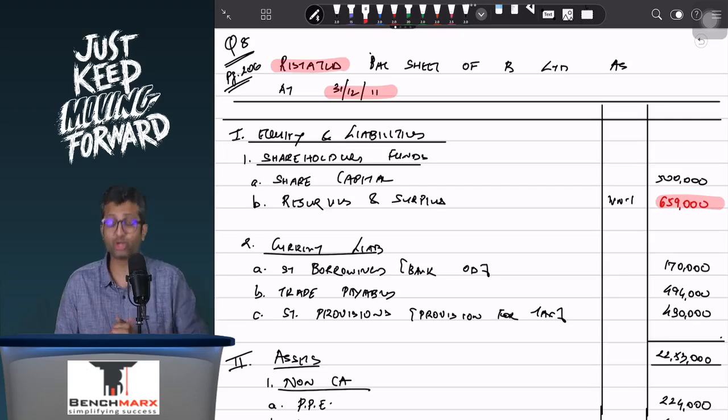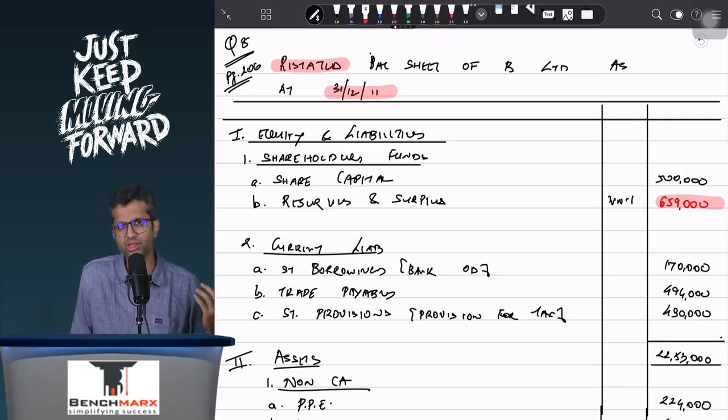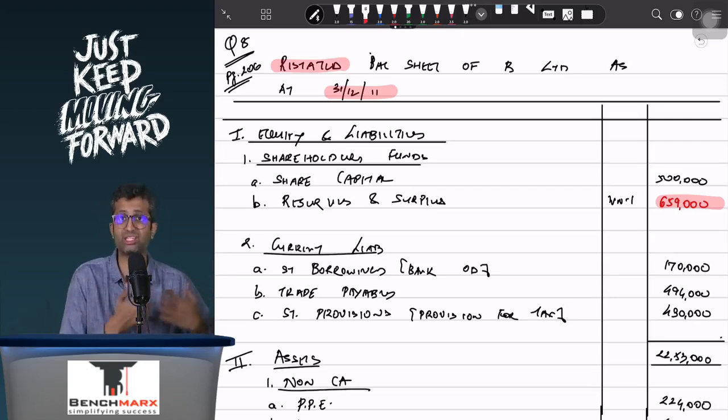If you had to do it even on 31st December 10, then you will also make the changes in your opening balance sheet, where your inventory will also change. Your closing stock of 2010, your debtors of 2010 will also change, and your prepaid expenses will also change.